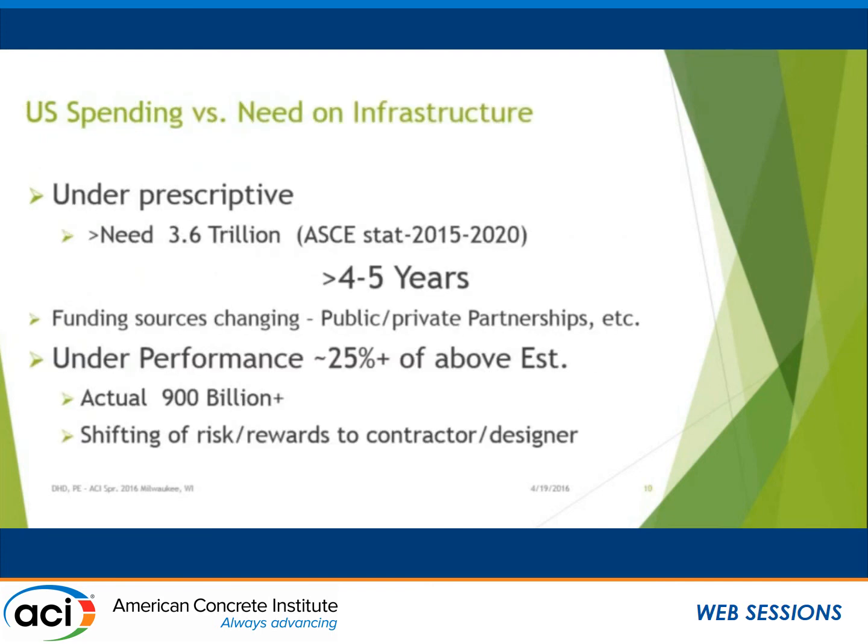Okay, the spending issues. We're going through a phase now. ASCE gives some stats on what we need to fix the infrastructure: $3.6 trillion in 4 years, roughly. The stats, I think, were given for 2015 to 2020. That's what they recommended for fixing the infrastructure. Well, there's a funding problem. We all know that. And there may need to be alternate sources for funding, but under performance, I believe if we take a real, true performance perspective, we can knock that down to almost 25% of the above estimate of 3.6. So you're now at 900 billion.